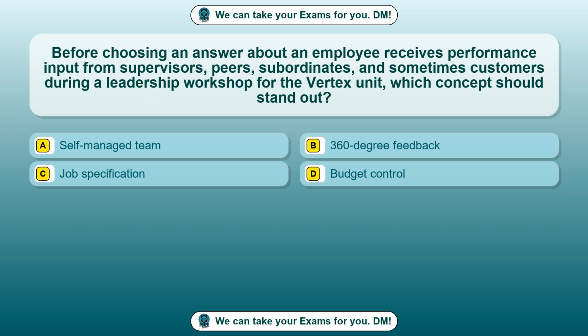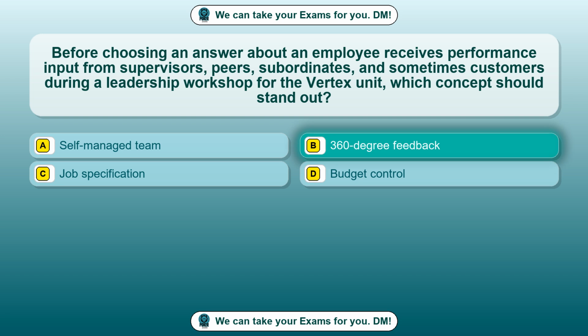Question 52. Before choosing an answer about an employee who receives performance input from supervisors, peers, subordinates, and sometimes customers during a leadership workshop for the Vertex unit, which concept should stand out? Option A, self-managed team. Option B, 360-degree feedback. Option C, job specification. Option D, budget control. The correct answer is option B, 360-degree feedback.